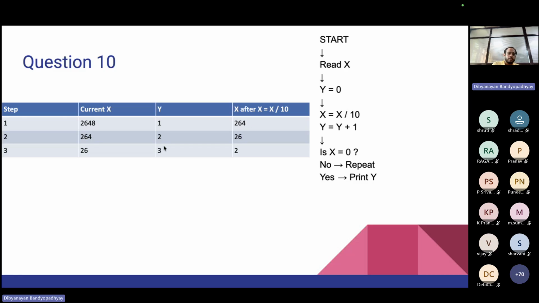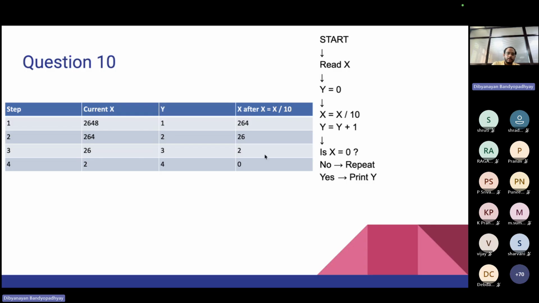After that, if you divide 2 by 10, it will be 0 because there is nothing to divide, and y equal to y plus 1. You calculate 3 plus 1 equal to 4. You go here. Is x equal to 0? Yes, so you print it. In the previous steps, x was not equal to 0, so you repeat these steps again. By doing this step again and again, you are calculating how many digits there are in this number. So this is how it is done actually.